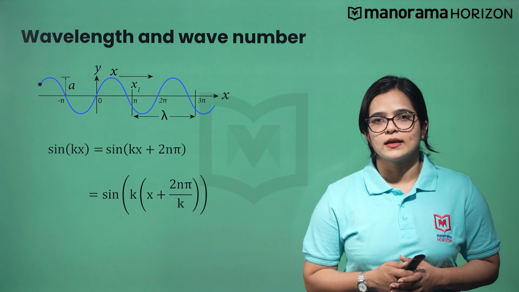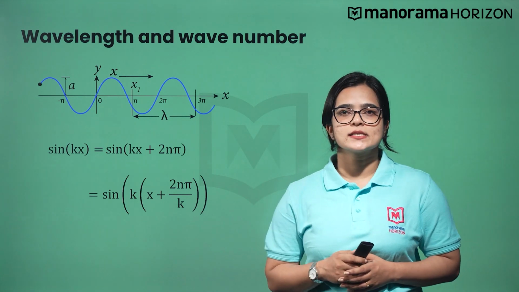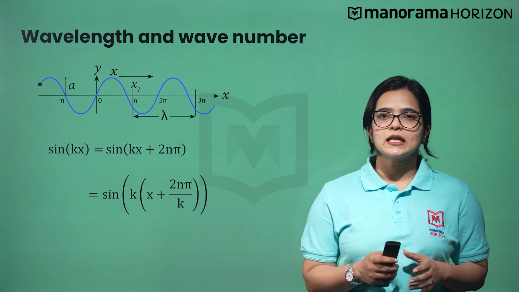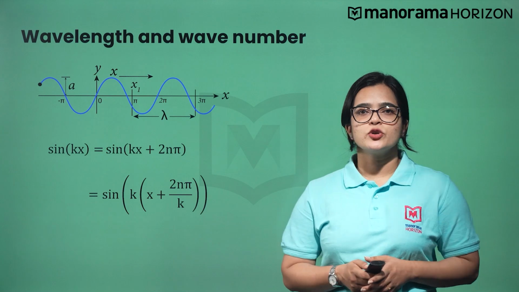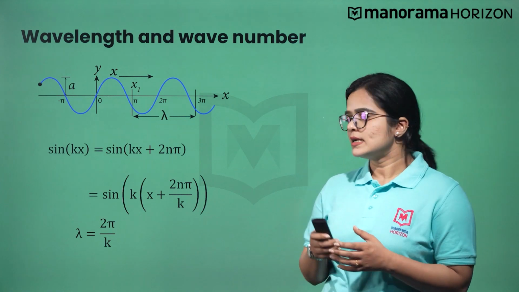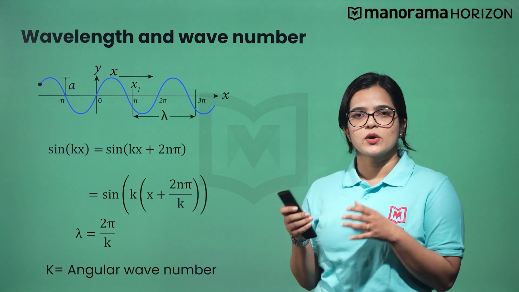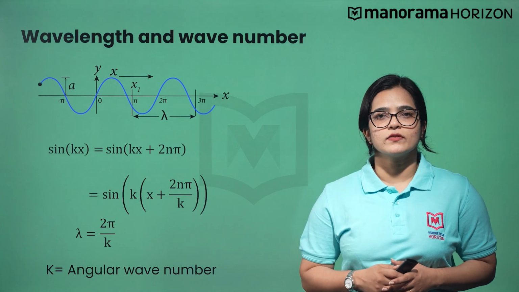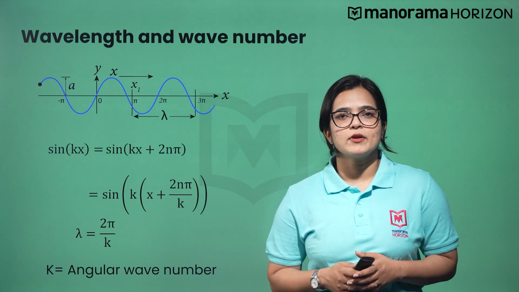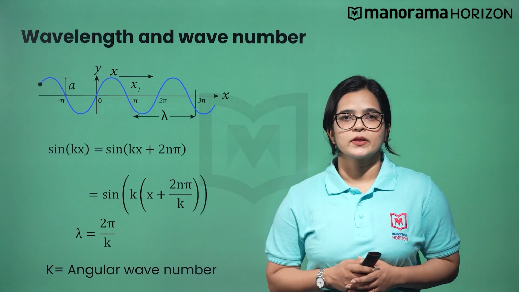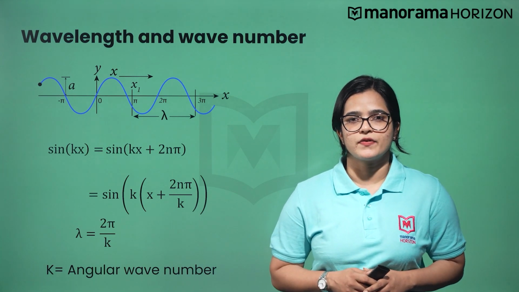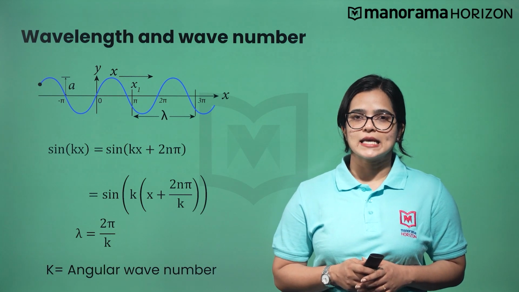We can also represent this as sine k of x plus 2n pi by k, which implies the displacement is the same at the points x and x plus 2 pi n by k, where n equals 1, 2, 3, etc. The least distance between the points with the same displacement at any given instant of time is obtained by taking n equal to 1. Therefore, lambda is given by 2 pi by k. k is the angular wave number, which represents phase change per unit path difference. It has SI unit of radians per meter.